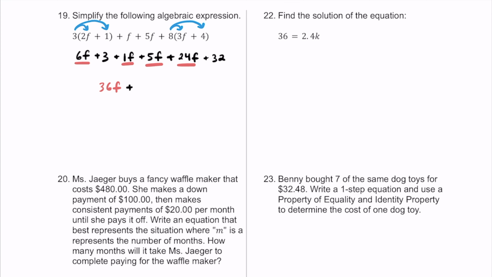And then let's see, I think everything else is positive, which is nice. We have a positive 3 and a positive 32, so that's going to be a positive 35. This right here would be our most simplified expression.